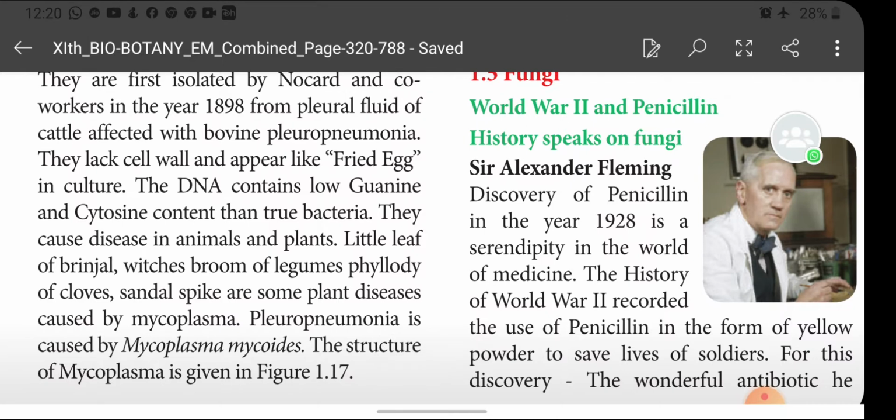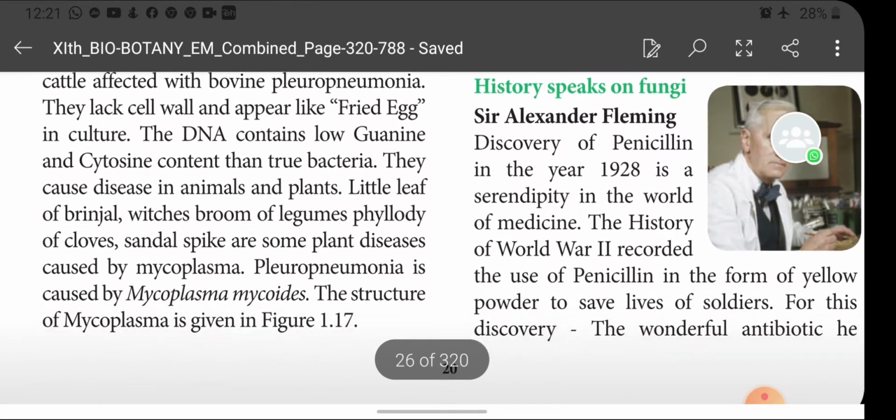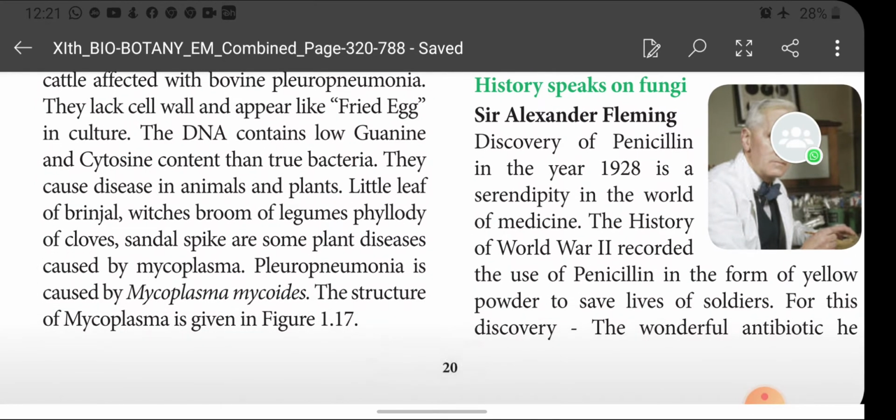What is pleural fluid? The lungs of an organism are covered by a membrane called the pleural membrane. There is a gap between the pleural membrane and the lungs, called the pleural space, and the fluid filled in that space is called pleural fluid. They lack a cell wall and appear like a fried egg in culture. In mycoplasma there is no cell wall, so when we see it under the microscope, it looks like a fried egg in culture.